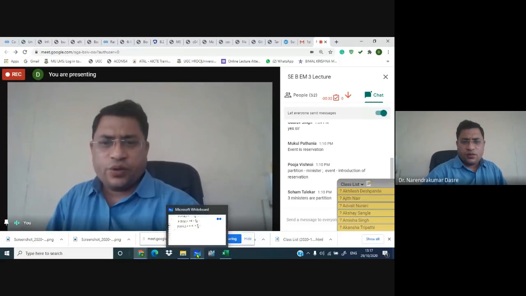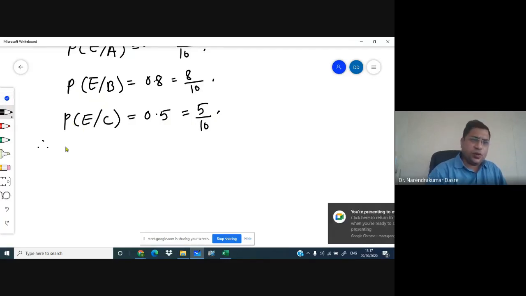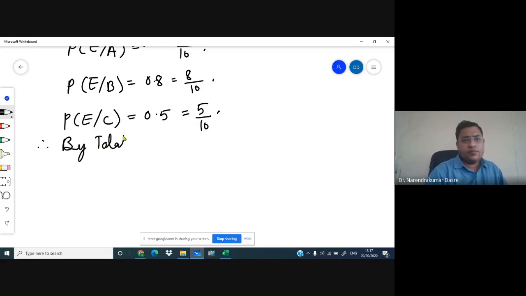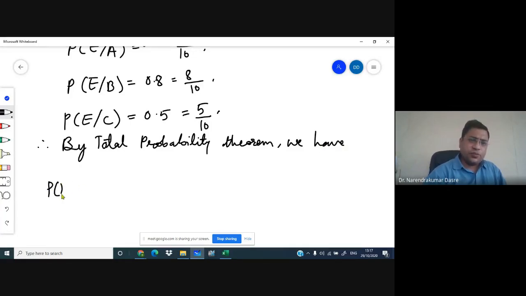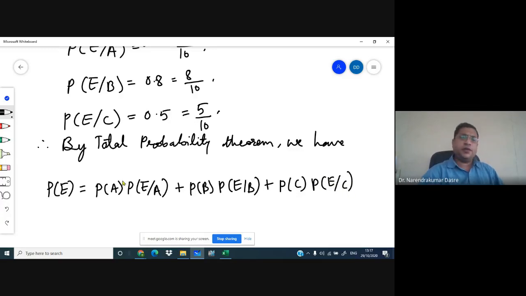So what we have here, we have to use the total probability theorem, because we want to find out the probability of the event. We want the probability that the bill is introduced. So we have the probability that A becomes minister and he introduces the bill, plus the probability that B becomes minister and he introduces the bill, or the probability that C becomes the minister and the bill is introduced by C.